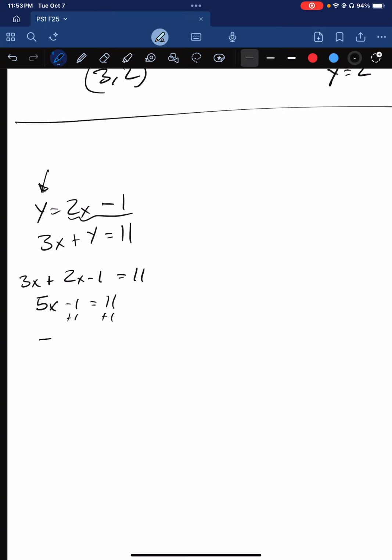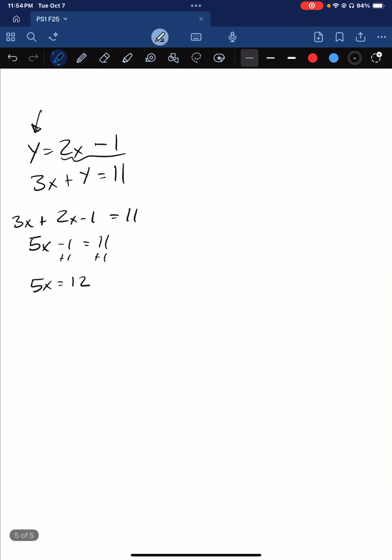Plus 1 to both sides, we get 5x equals 12. Bummer, we're going to get a fraction. That's unfortunate. I wish I planned ahead, but it's okay. We're going to divide by 5 on both sides to get x equals 12 over 5. It's not so bad of a fraction. Now we need to find the other coordinate point. So to do that, we're just going to plug in 12 over 5, where we see an x, into this equation.